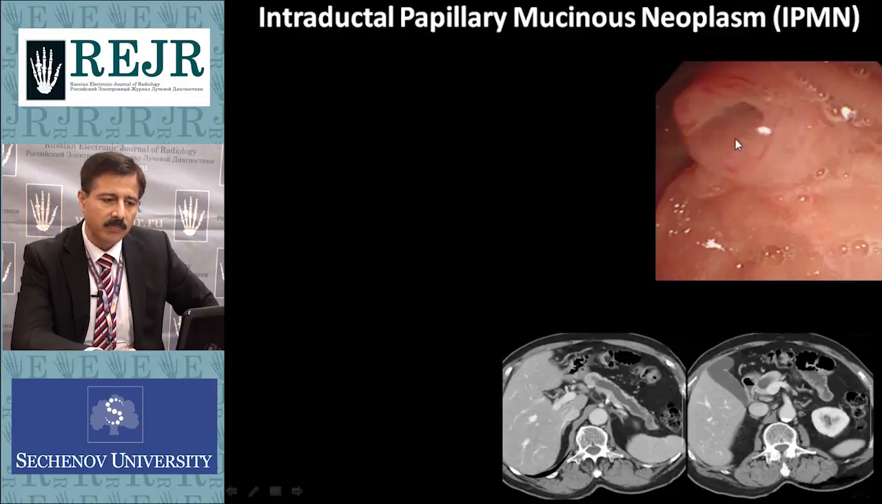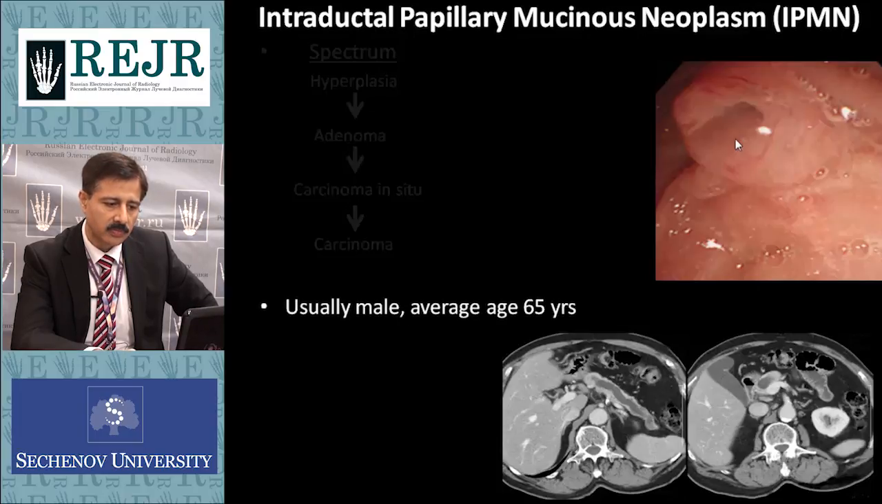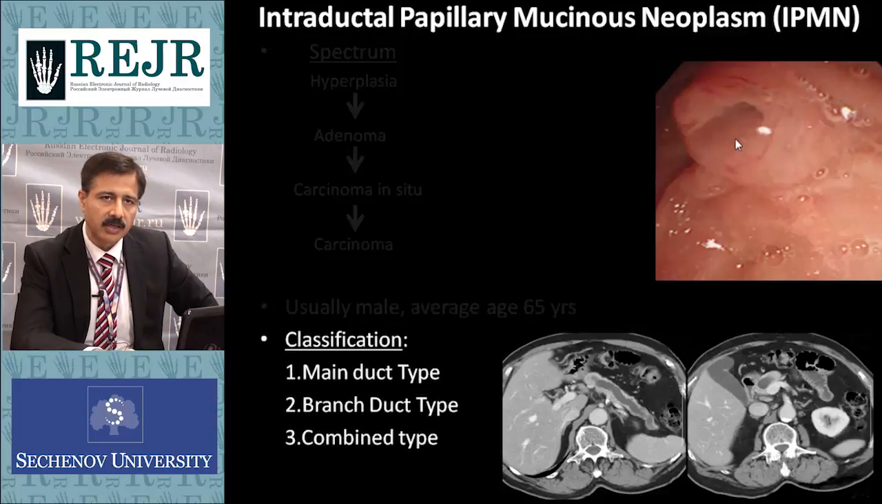So intraductal papillary mucinous neoplasms have a spectrum, and they can be benign and they can also convert into malignant histology. Usually they are seen in males, and the average age is 65 years. So this is different from other cystic lesions of the pancreas, which were always seen more commonly in females. In terms of classification, there are three types. They can be main duct type, branch duct type, and combined or mixed duct type of intraductal papillary mucinous neoplasms.